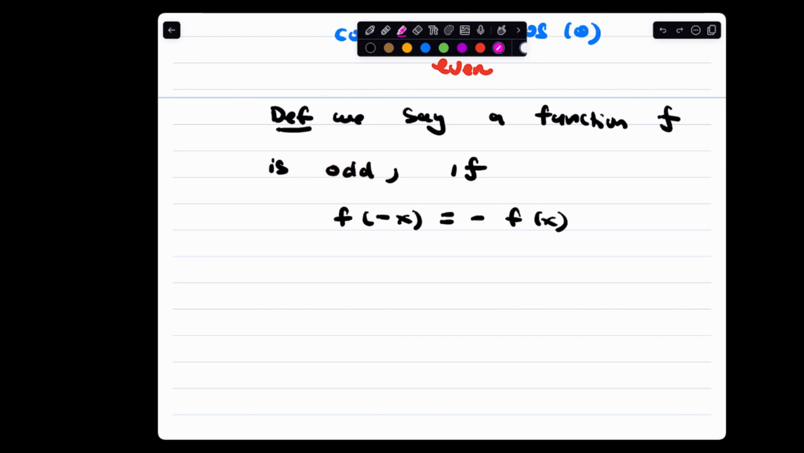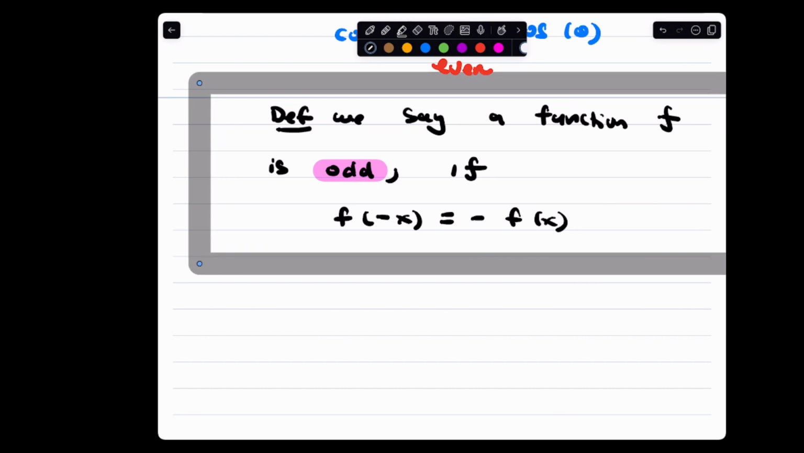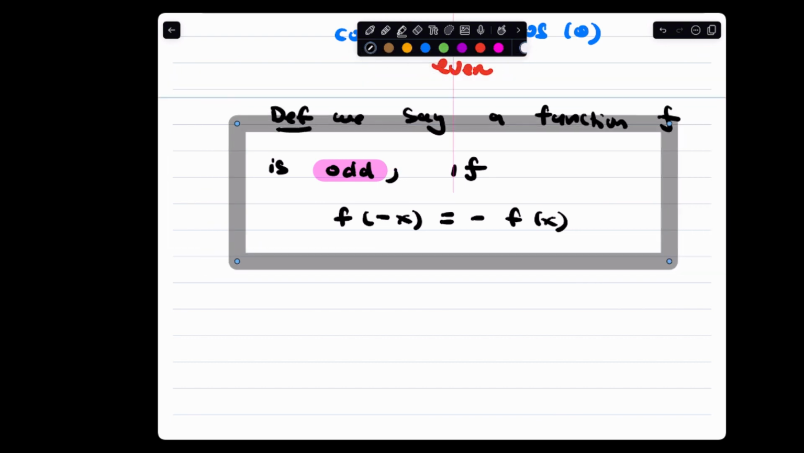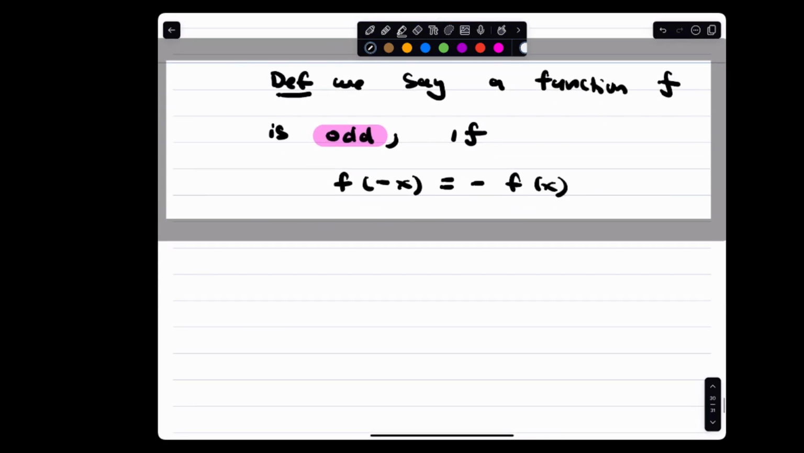So maybe we'll put pink. Pretty in pink. So this is the criteria for being odd down here.